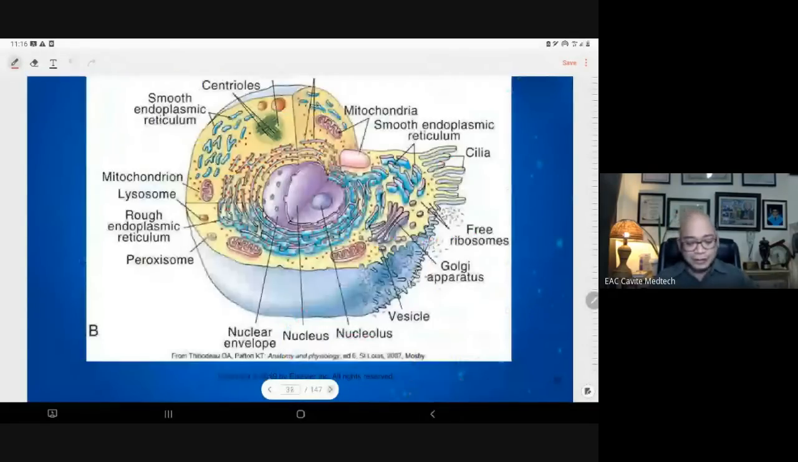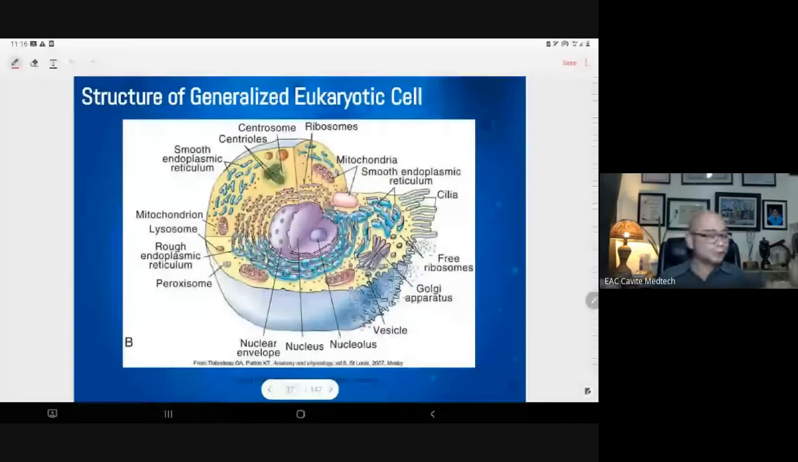Okay, so eukaryotic organisms have a nuclear membrane, and they also have organelles. Unlike bacteria, which do not have a nuclear membrane. So it's safe to say that bacteria do not have a true nucleus. They just have a nucleoid because they do not have a nuclear membrane.